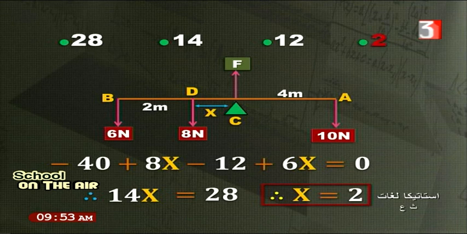My dear student, in this case, the value or the length x equals 2 meters by using the moment at point C.